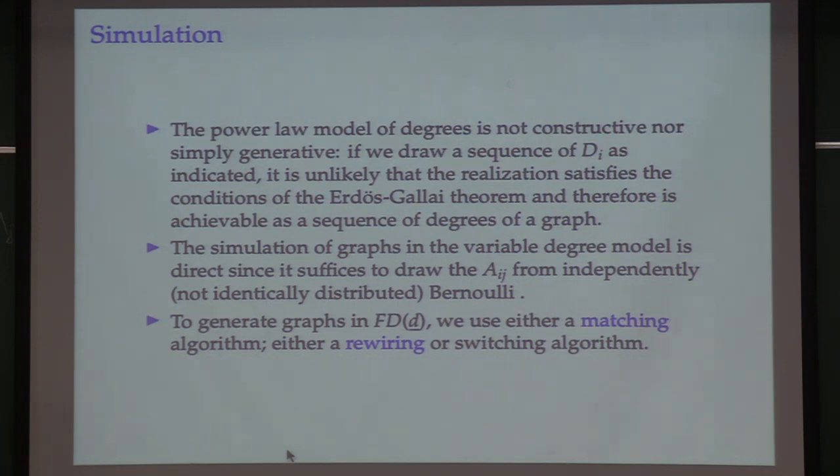As I already said, the power law is not constructive and it's not simply generative, because if you draw a sequence Di of degrees, it's unlikely that it will satisfy the Erdős-Gallai conditions, and it's not achievable as a sequence of degrees of a graph. The simulation of graphs in the variable degree, so the random degree model, is direct, since it suffices to draw Bernoulli distributions. It's not efficient, because you have to look at every possible pair of nodes and draw a Bernoulli random variable at that place with a specific parameter Pij. So it's quite huge, but you can do it, and then you will obtain a graph. So you can simulate a graph in the random degree model, but then the degrees that you obtain are only approximately the initial sequence.